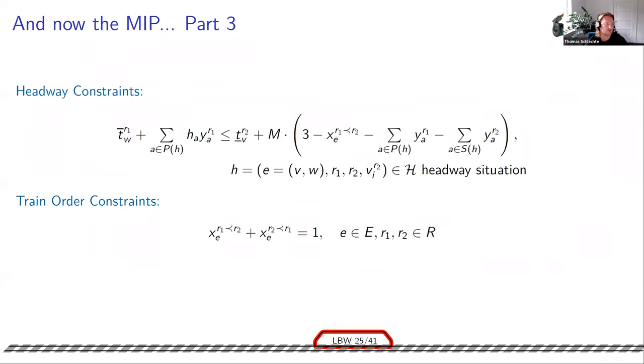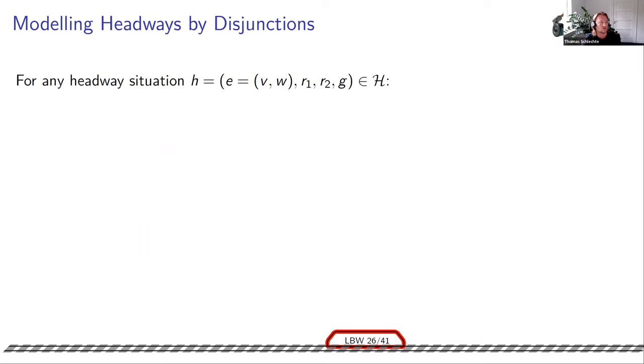And the complicated and interesting, maybe also challenging, part of the model is the part where the headway constraints are modeled, and where the safety is ensured between two train requests. These are the constructions here. What's really important for this construction is that we need this binary variable to decide which train goes first, so that we can make sure which situation we consider at the moment. And the idea of these disjunctions with three terms is the following. We define headway situations on some edge from node V to node W, for two requests R1 and R2, and for entering velocity G for the second train.